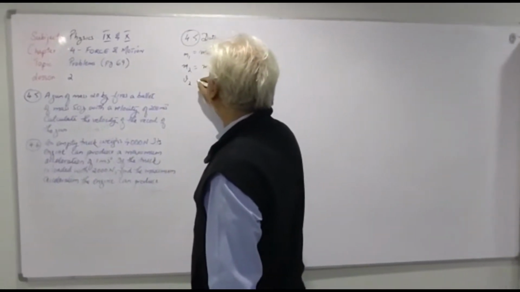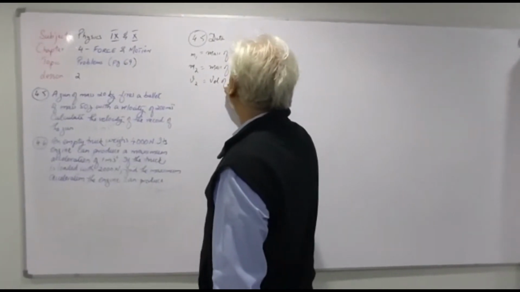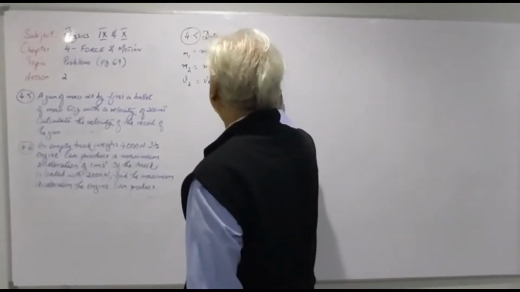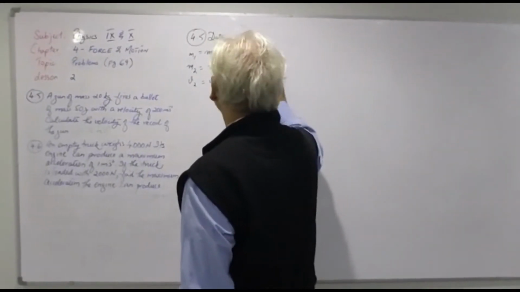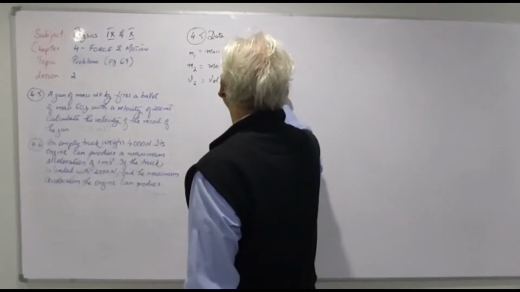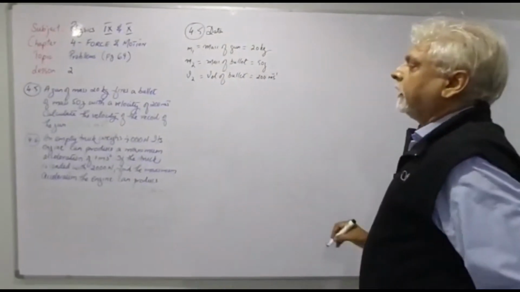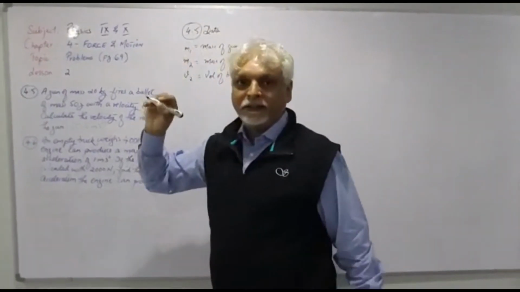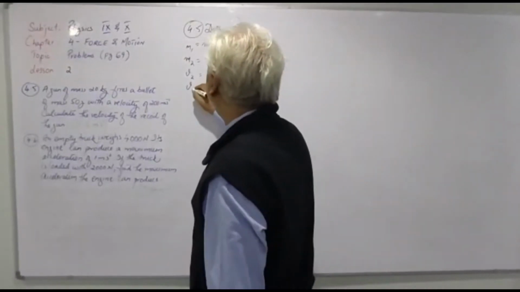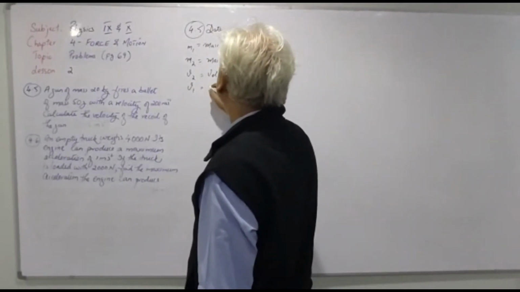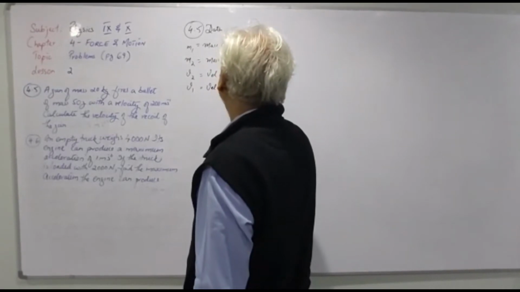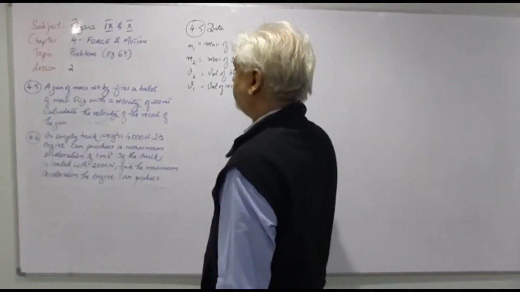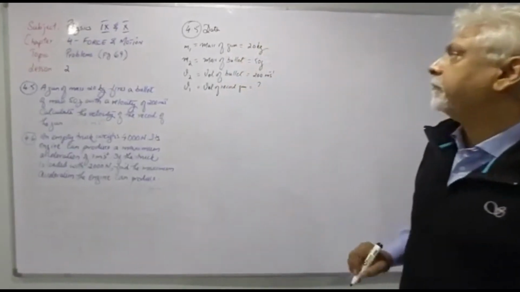With a velocity of 200 meter per second. So the velocity of the bullet, let's say V2, is 200 meter per second. Calculate the velocity of the recoil of the gun. So since we suppose 1 for gun, we write velocity also V1, which is the velocity of recoil for the gun. This is what we need to find out.